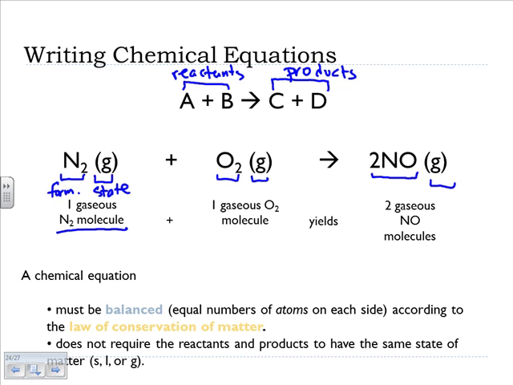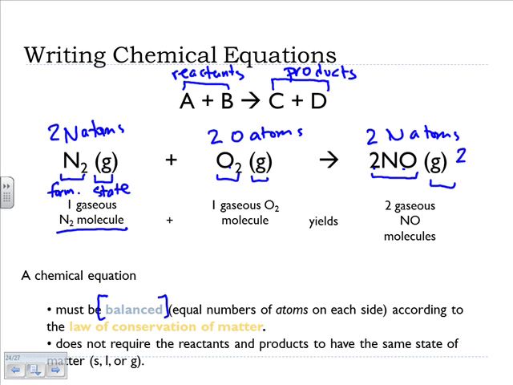Several important points to notice about chemical equations. They have got to be balanced. Equal numbers of atoms on each side. So there's what's known as the law of conservation of matter that says I can't destroy or create any matter in the universe. If I started with 2 N atoms over here, I had better have 2 N atoms on the right hand side. If I started with 2 O atoms, which I did, right, there's 2 oxygens, then I had better have 2 oxygens. I use these coefficients in front of chemical formulas in order to make it balance out.